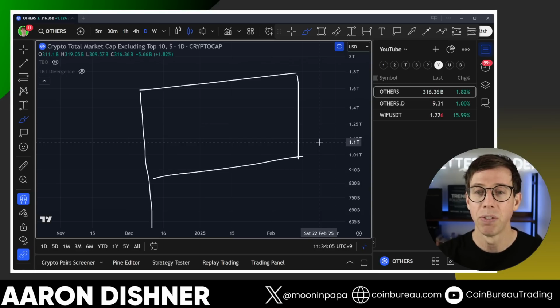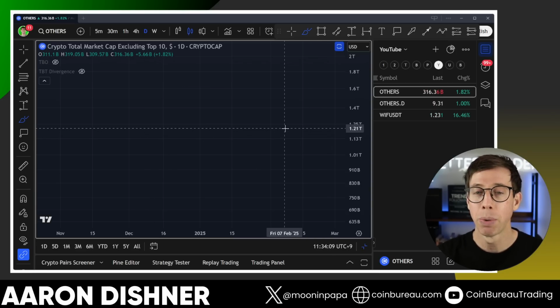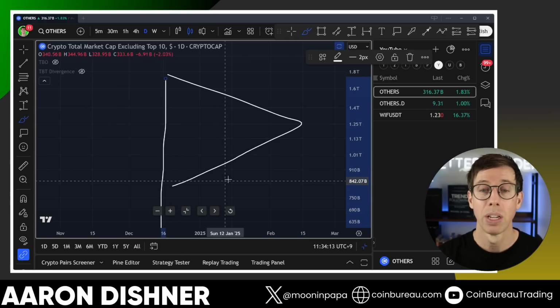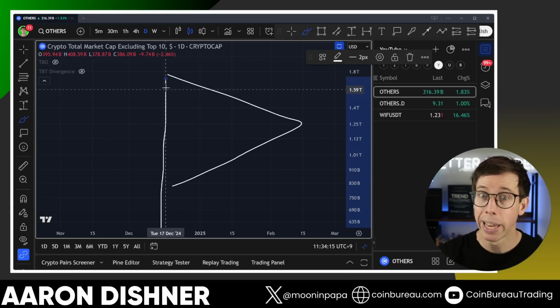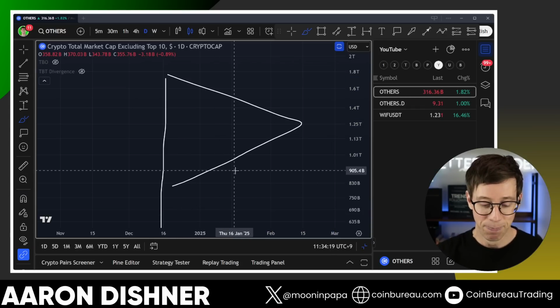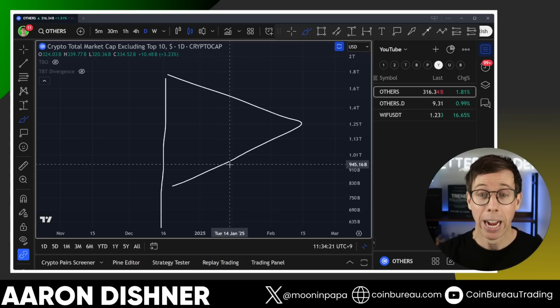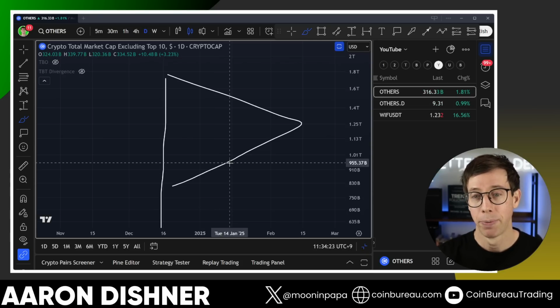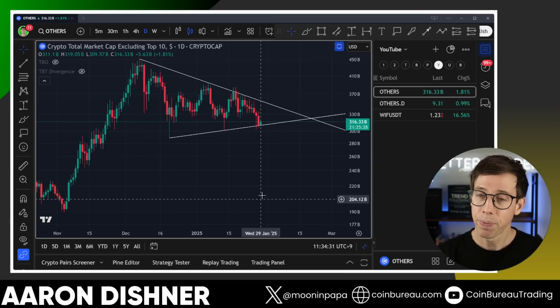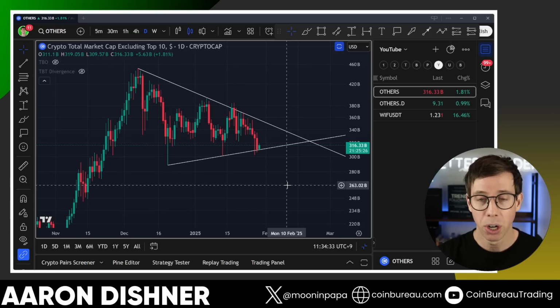So the difference between a flag and a pennant is that a flag is typically going to be this rectangular shape, whereas a pennant is going to be more of a triangle shape. And pennants have a flagpole, just like a normal flag does. Now we look like Puerto Rico, I'm pretty sure. But this actually is a very bullish setup. Now, there are a couple of things to keep in mind about pennant formations, and that's what we've got going on here for the Others market cap chart.